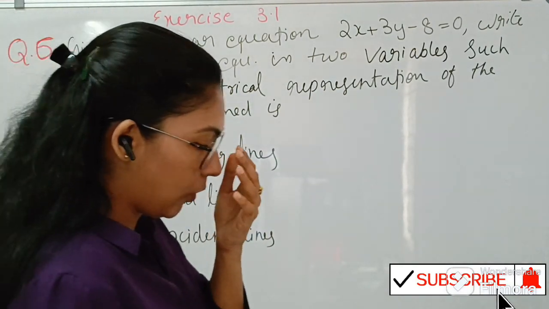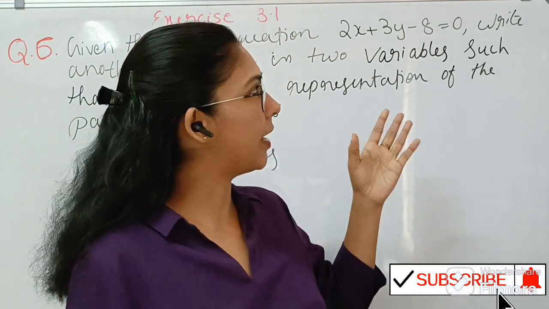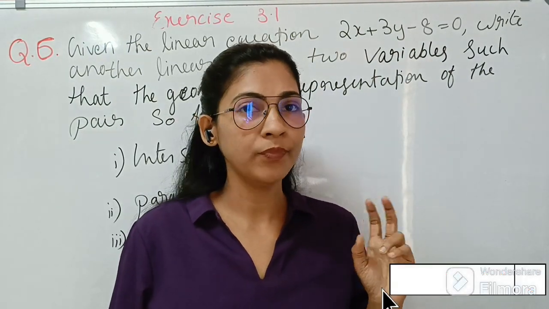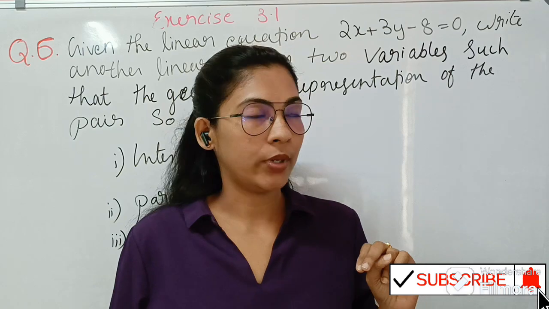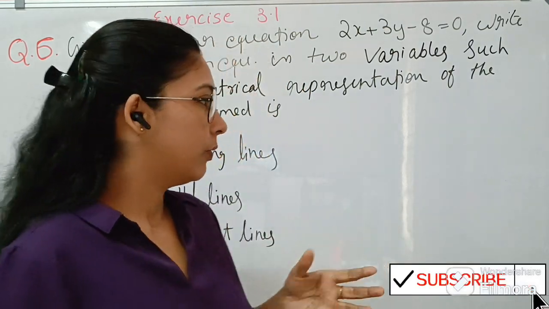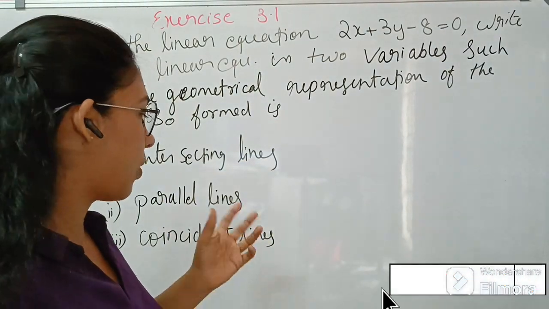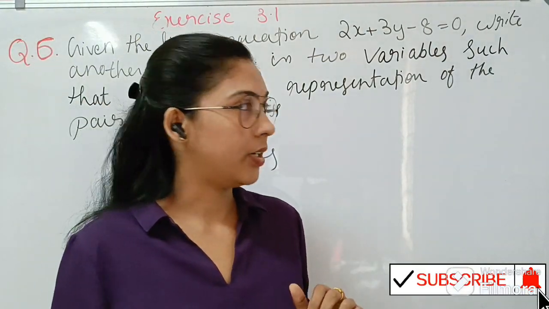So we are given an equation 2x plus 3y minus 8 is equal to 0, which is a two variable equation, and we have to find another equation for getting intersecting lines, parallel lines, and coincident lines. So that is the question.